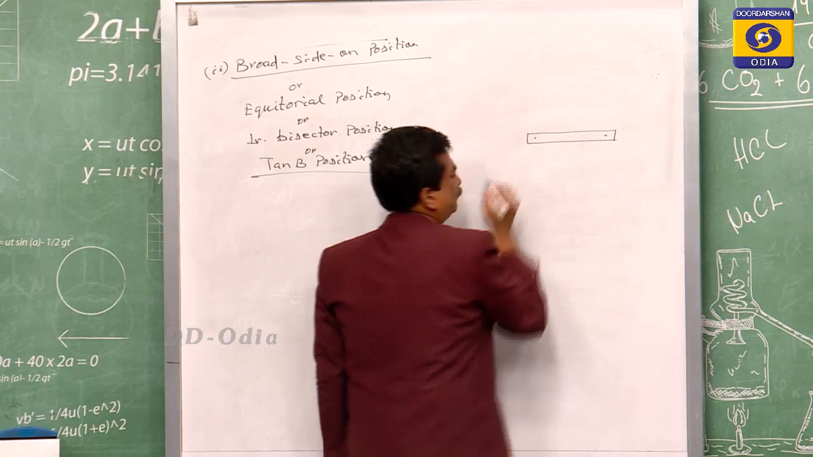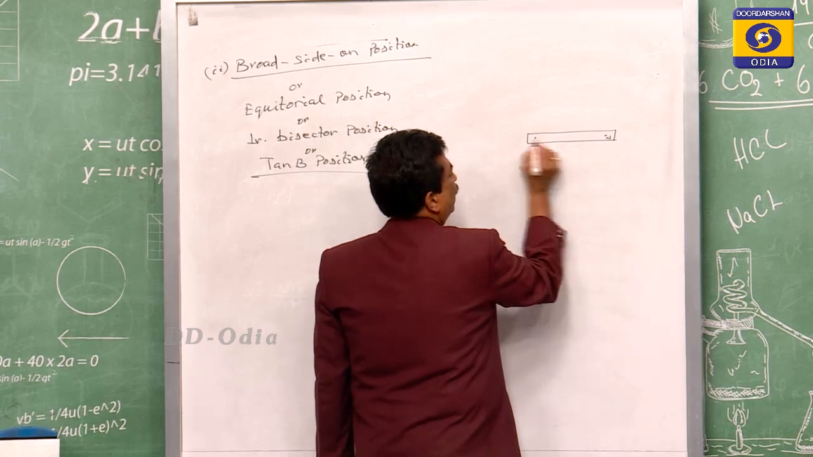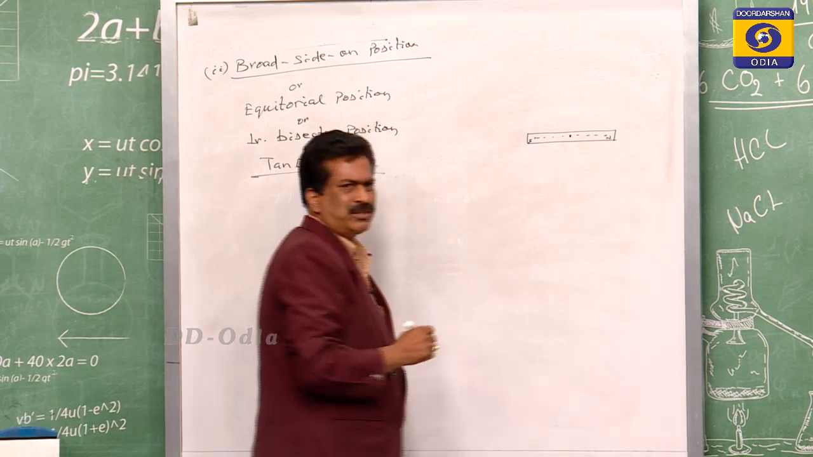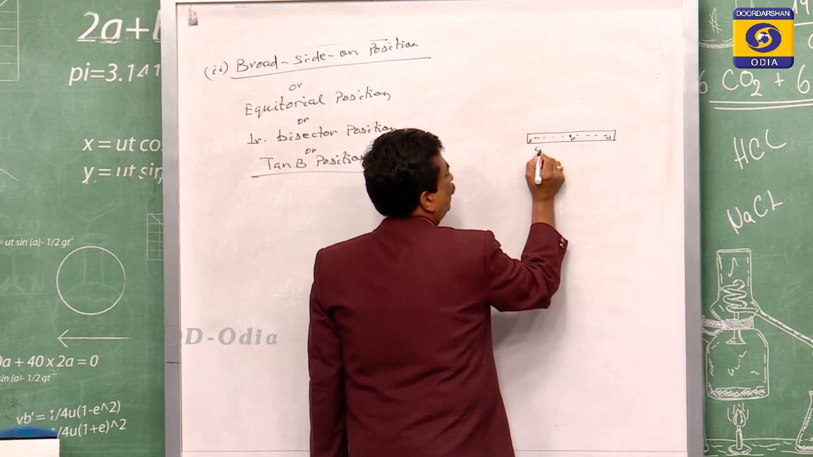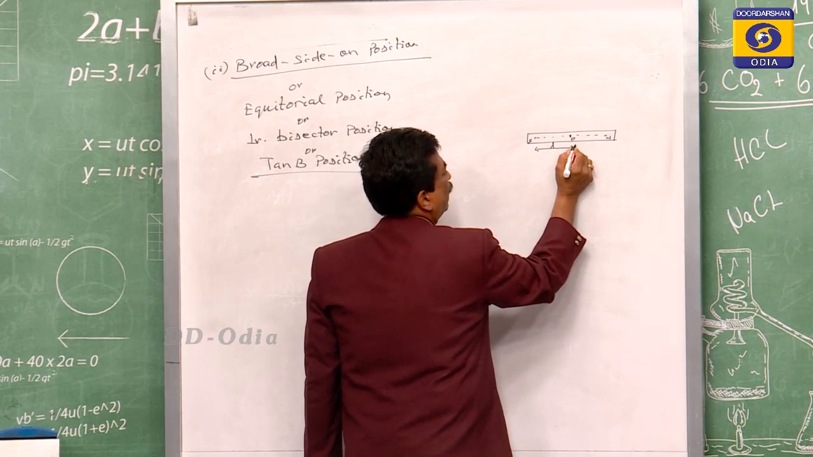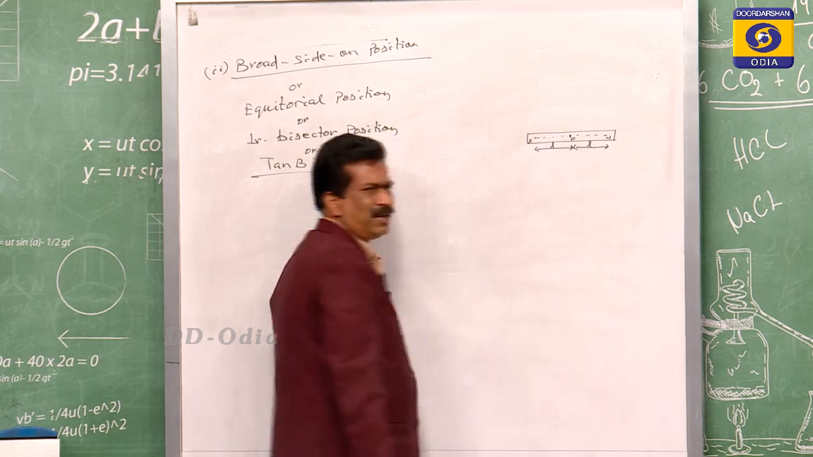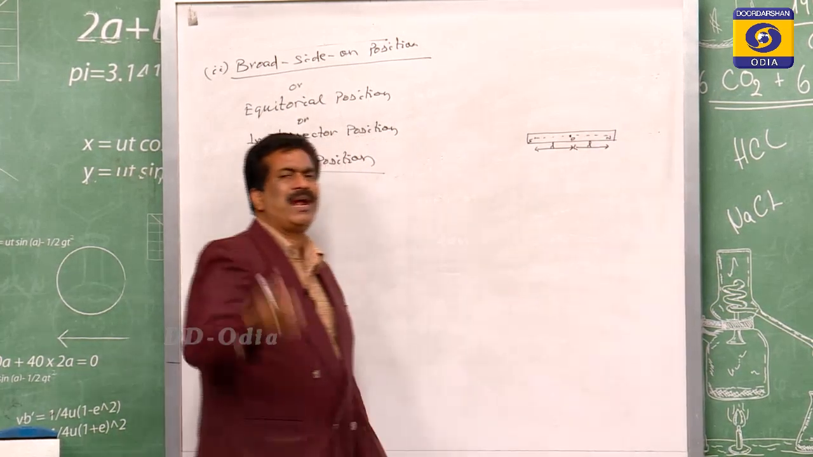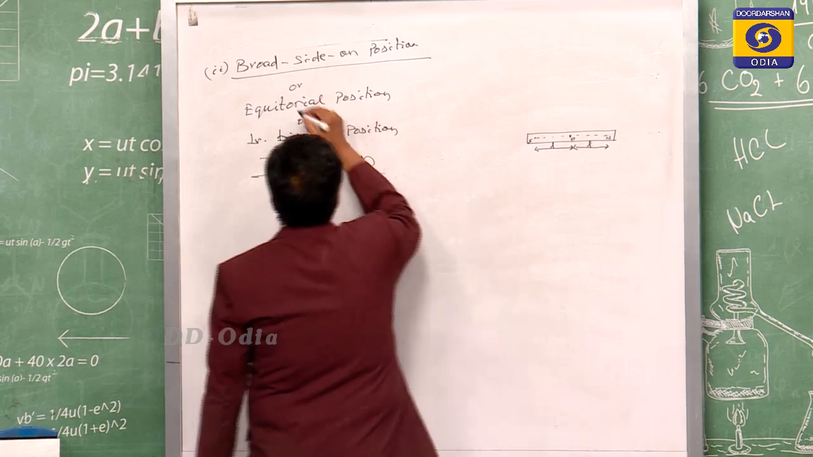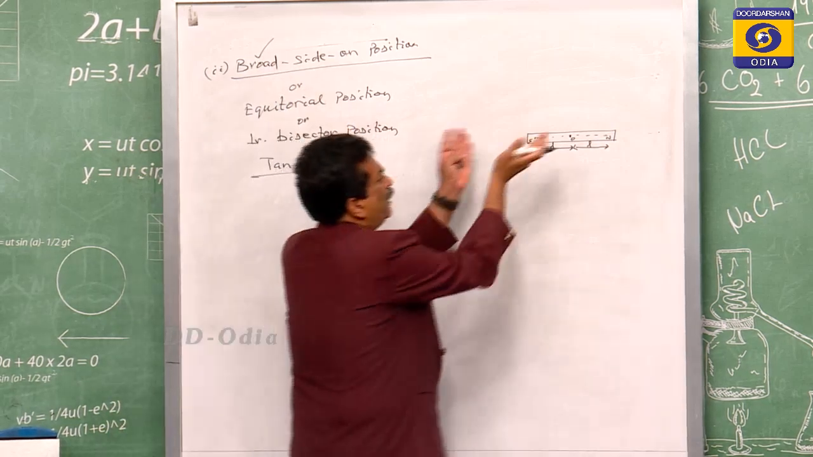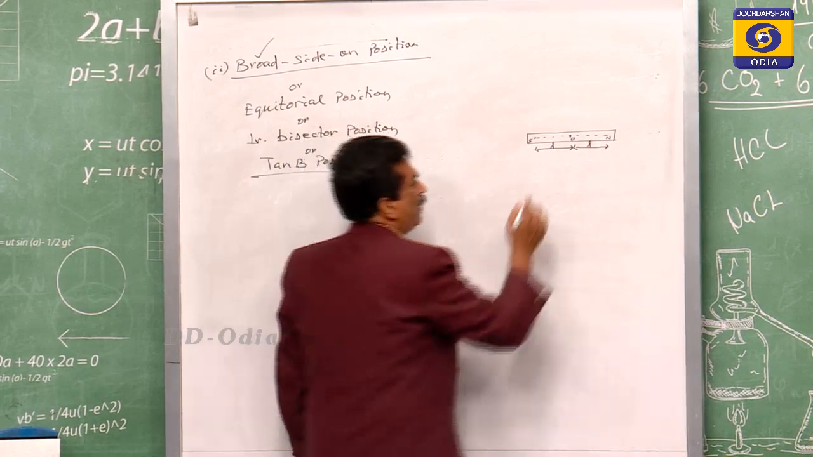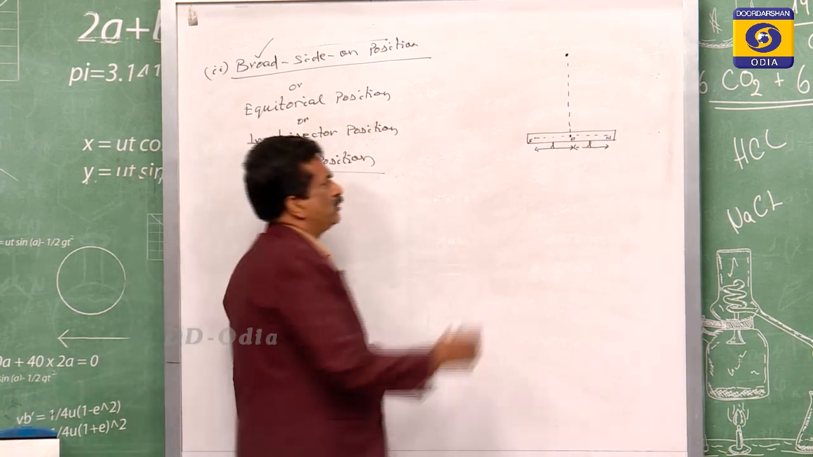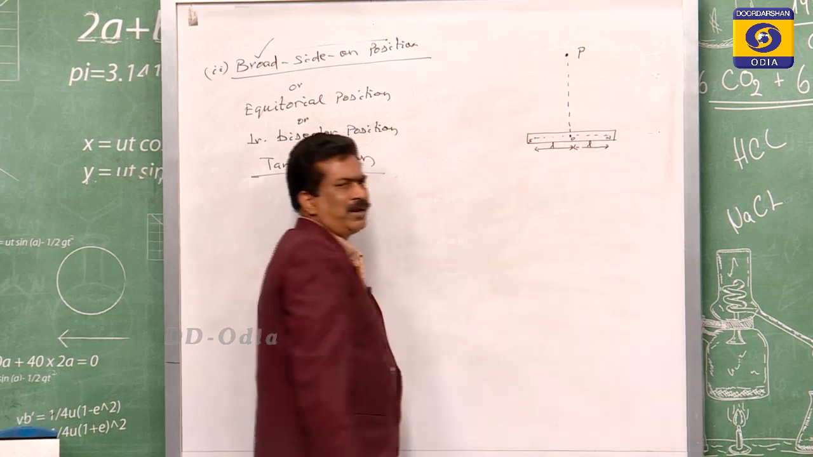This is the dipole. One is the north pole, this is the south pole, and the line joining them. This is its midpoint. Let the midpoint be O. From S to O is L. From O to N, that is L. On the axial position earlier, we took its axis and took a point at its end position. And here we have to take the point at the broad side on position, meaning from abroad, meaning out of that one. Let this be the abroad position, the point P.